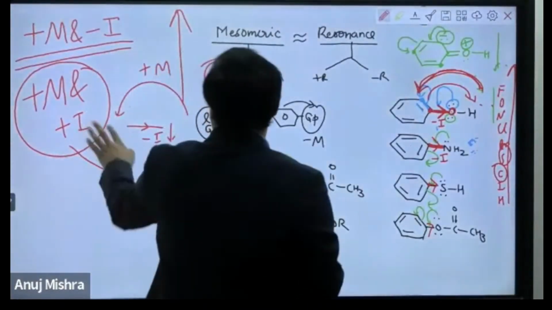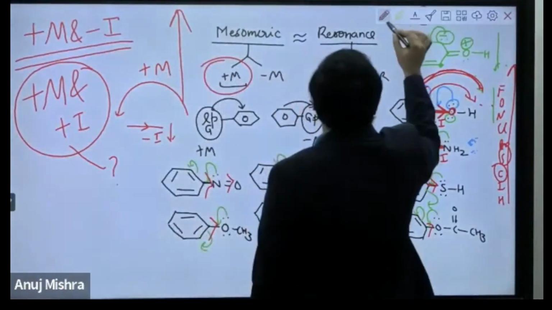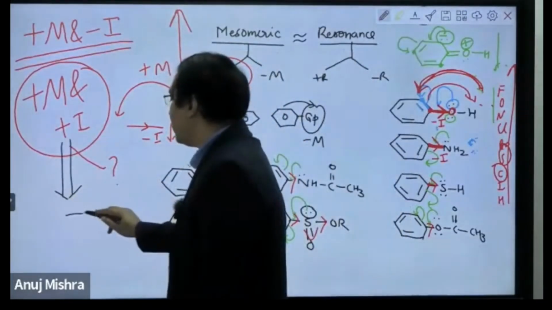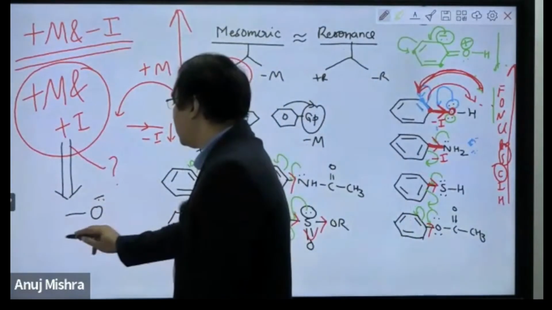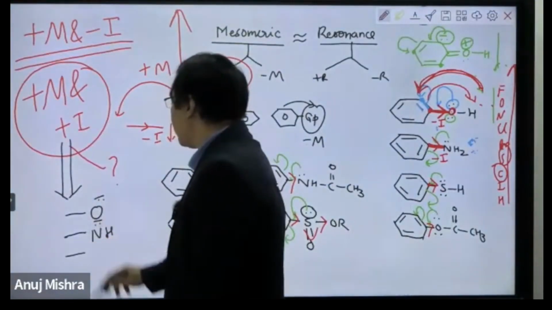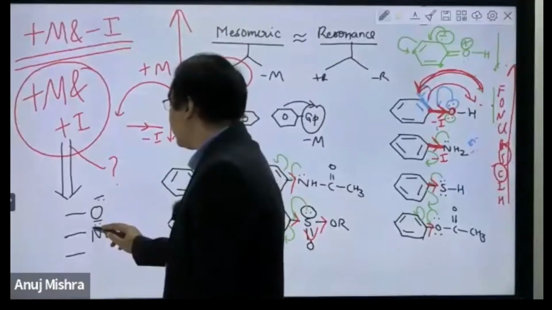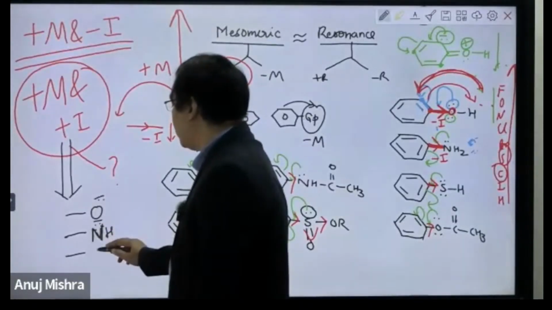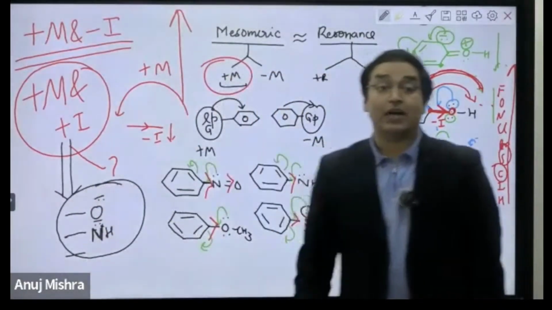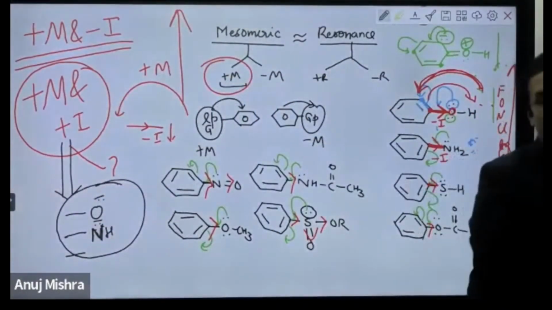Now write this down, and this is a very important question also. I'm highlighting it separately so that you don't forget this. Write down groups like O negative, groups like NH negative. These kinds of groups where you already put negative charge, they start pushing electrons.